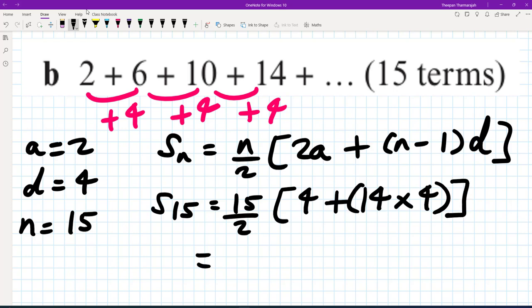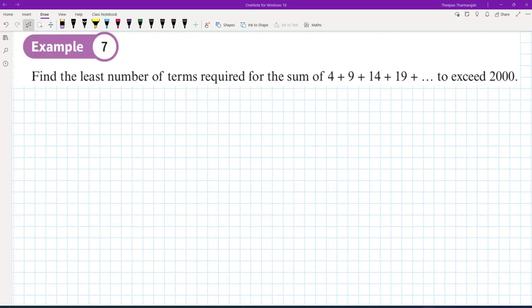And on our calculator, that will give me 450. So here's our final example for this video, and there'll be a follow-on question for you to try afterwards.